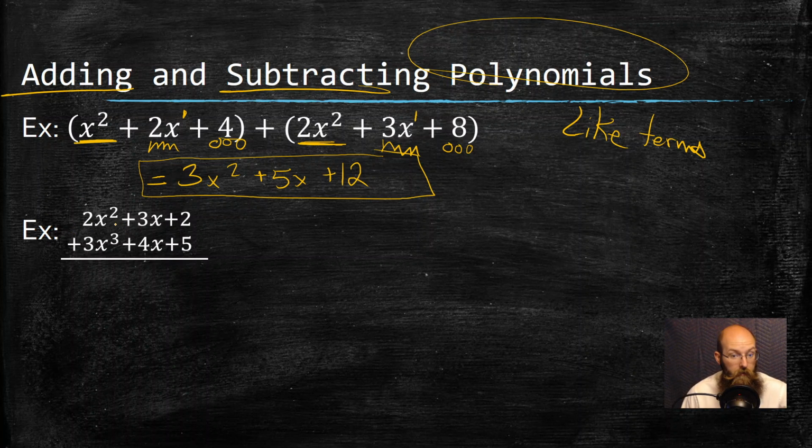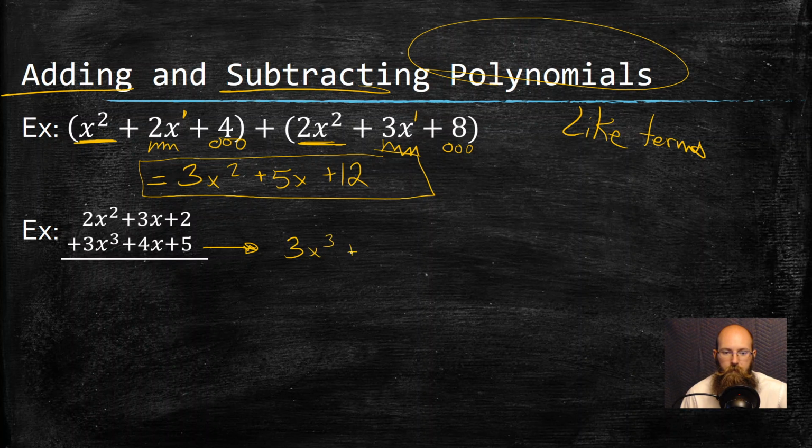Next one. I have to be careful here. They're putting it on top and bottom, which doesn't really make a big impact for me. But that's an x squared and that's an x cubed. That means those two things are not like terms. So what I'm going to do is add some space in here. So I'm going to just copy them over.